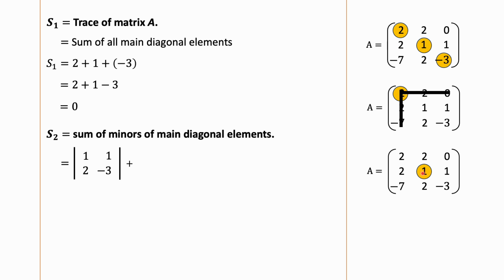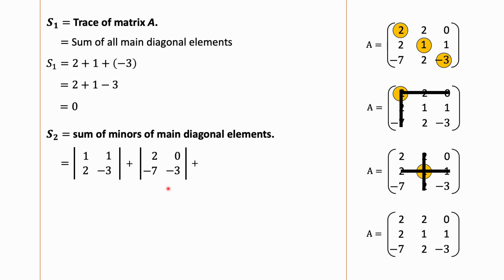For this element, find its minor. Again the procedure is eliminate the corresponding column and the corresponding row. Determinant of the remaining 4 elements, that is 2, minus 7, 0 and minus 3, is the minor of the second element. Okay. Plus, again take the matrix, the third element taken is minus 3. For this element, the procedure is eliminate the corresponding row and the corresponding column. Determinant of the remaining 4 elements, that is 2, 2, 2 and 1, is the minor of the third element. So I have got the minors of all the 3 elements.